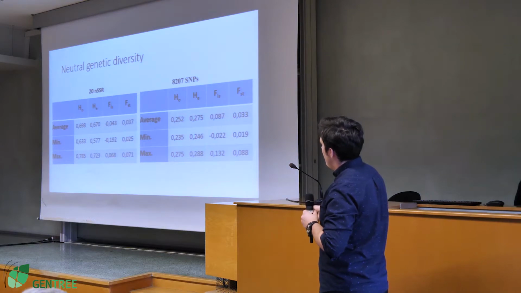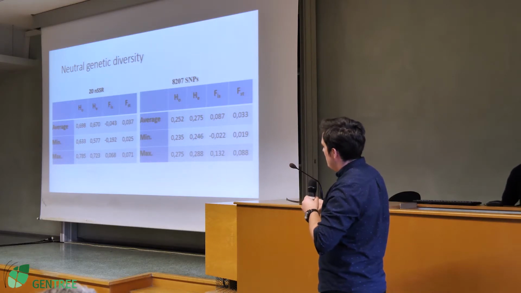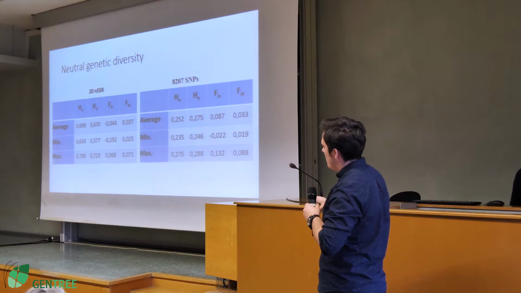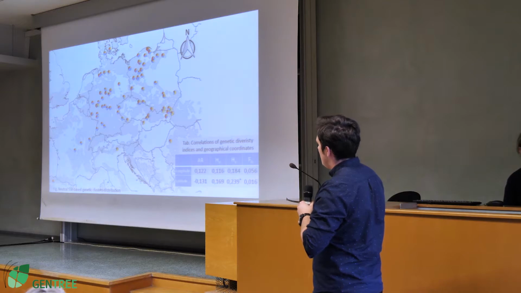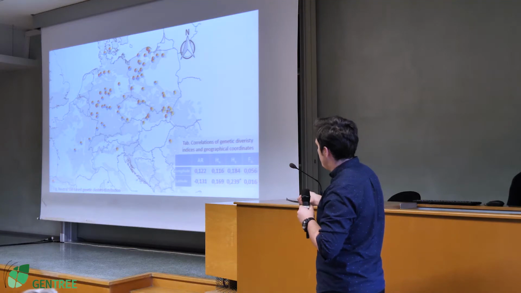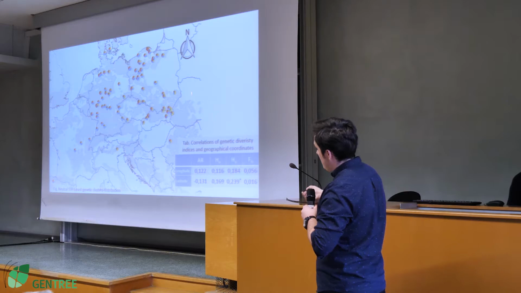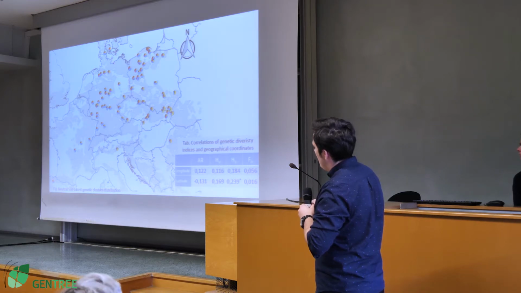In general, the neutral genetic diversity was similar between the SSR markers and SNP markers. The numbers are not the same, but it's a different type of markers. The SSR markers show a very blurry picture, though you can see some patterns. We also have some support for correlations with latitude, the north-south gradient in heterozygosity, but we have not supported the previous studies with that.